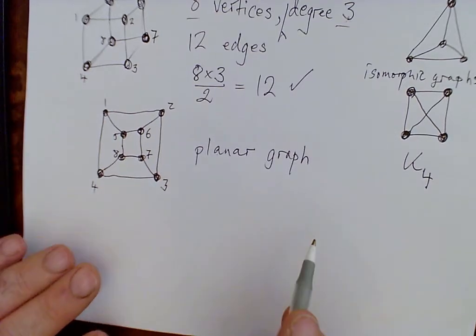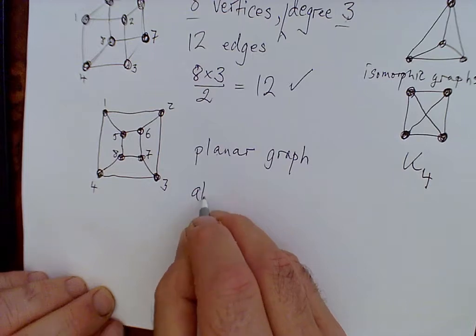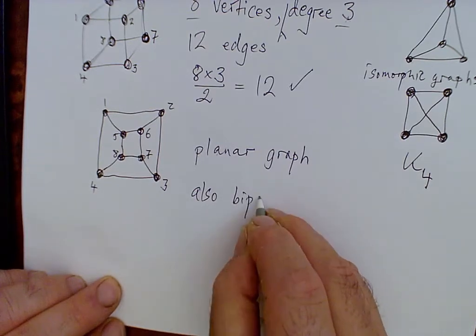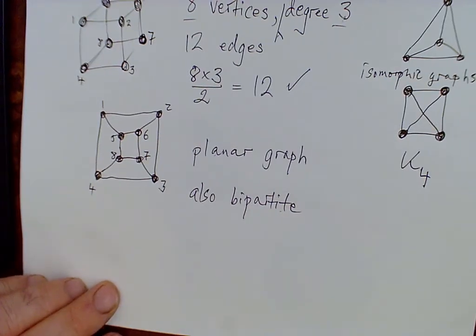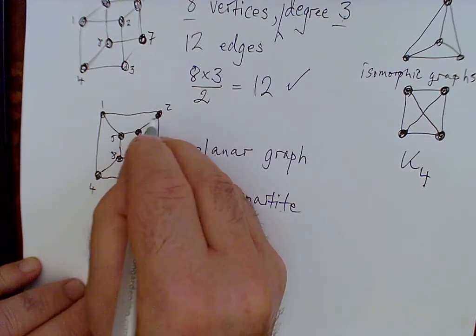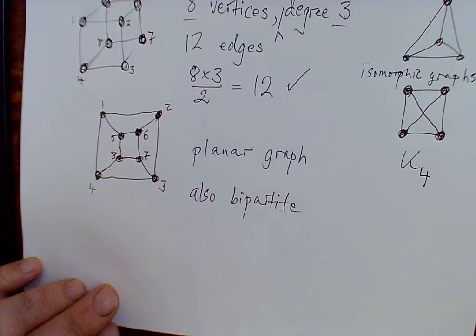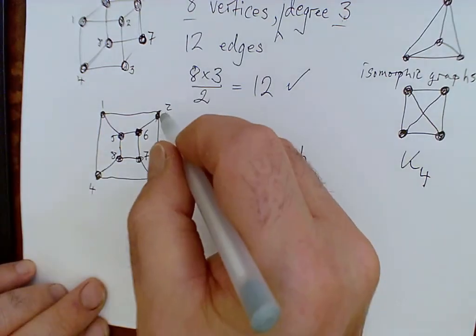Another property of the cube graph, it's also what's called bipartite. I want to explain this concept. It means that you can color the vertices with just 2 colors, so that no 2 vertices with the same color are adjacent. So if I call my colors alpha and beta, you see I could take, almost done it with the numbers actually.